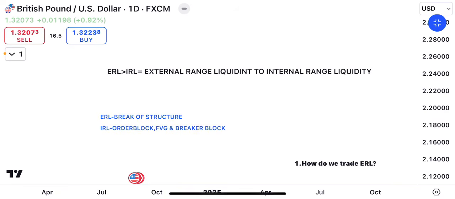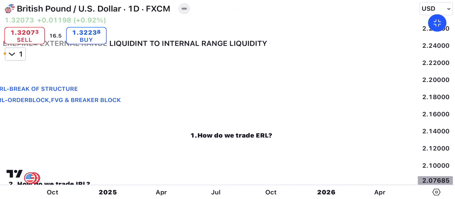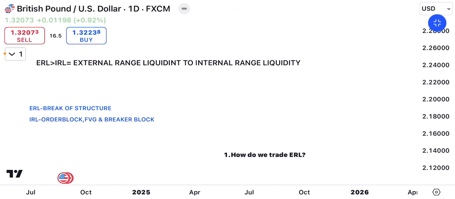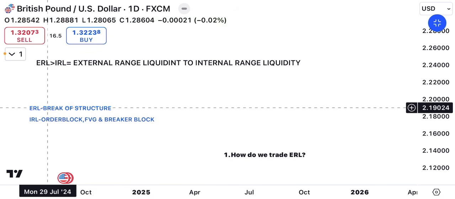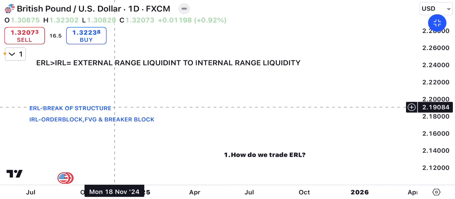So how do we trade the external range first? Remember, guys, the strategy name is external range to internal range, meaning the market will move from external range to internal range, from internal range to external, from external to internal, from internal to external. So how do we trade the ERL first? Remember, the external range liquidity is basically a break of structure of any trend, whether it's bearish or bullish. So now let's talk about a bullish trend.